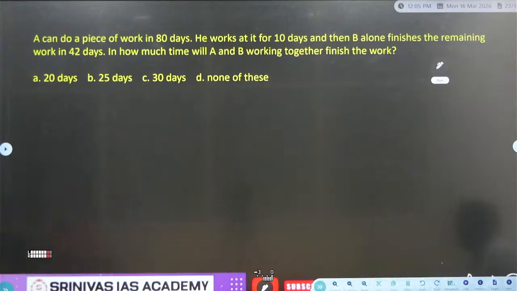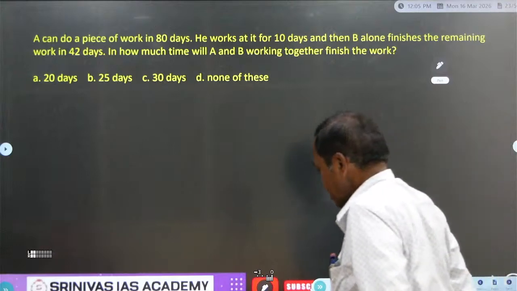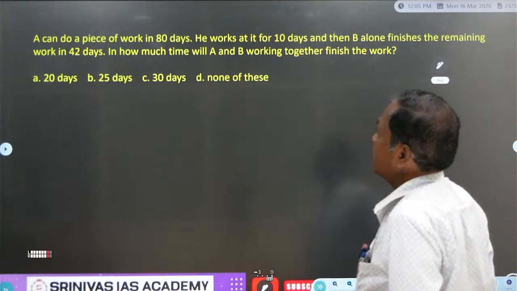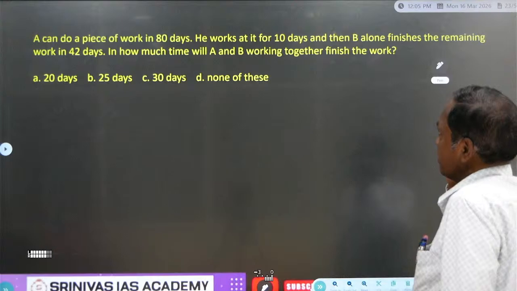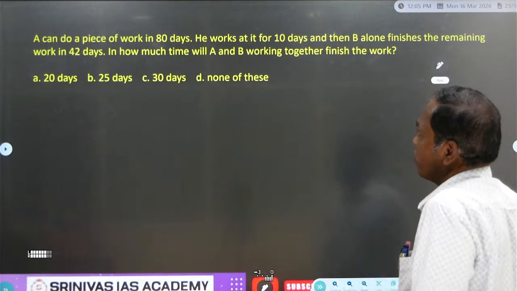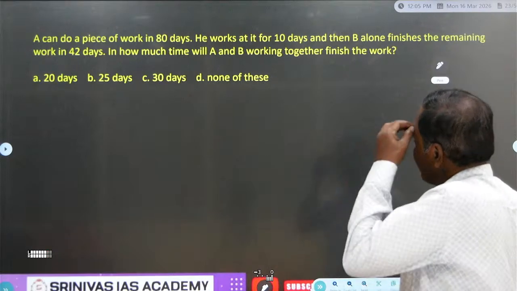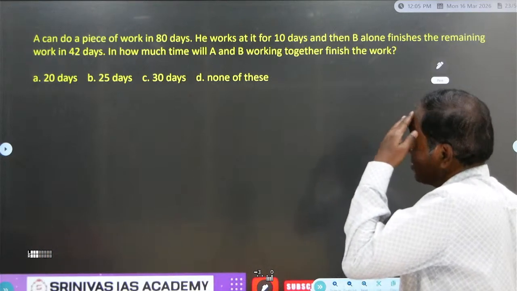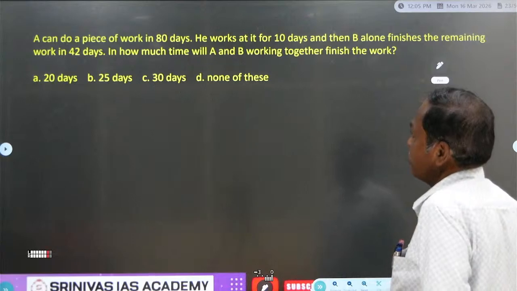Now, A can do a piece of work in 80 days. He works at it for 10 days. Then B alone will finish the remaining work in 42 days. In how much time will A and B working together finish the work? How do you do this now?